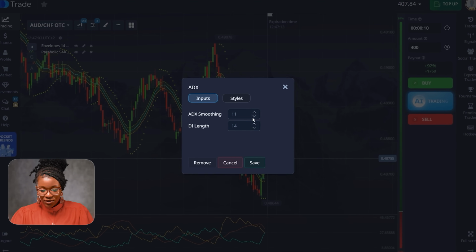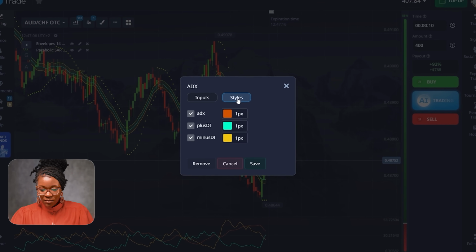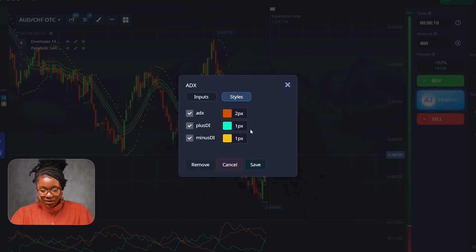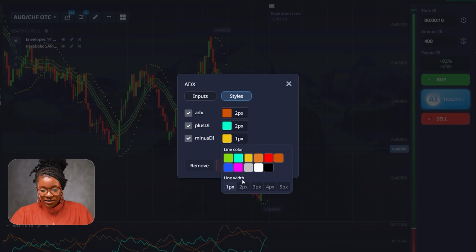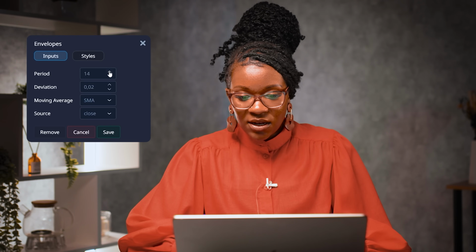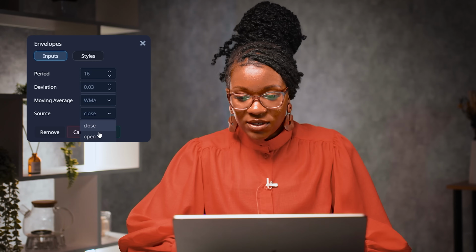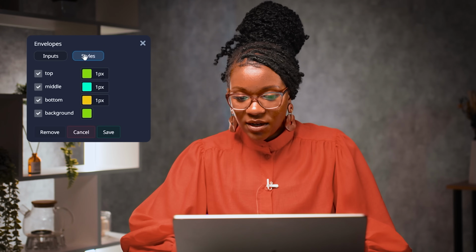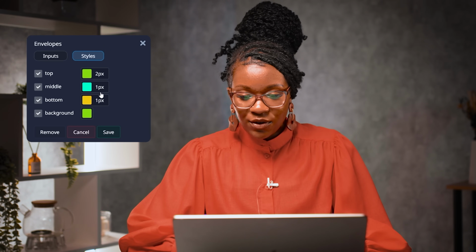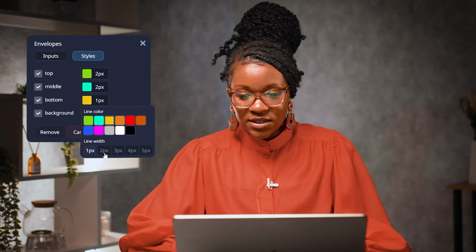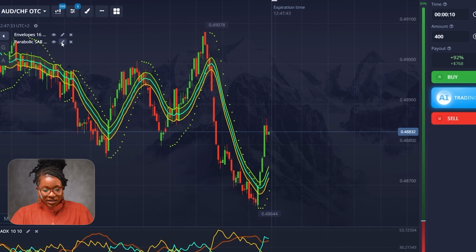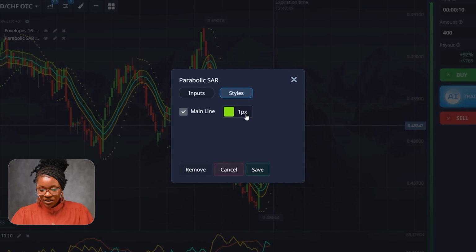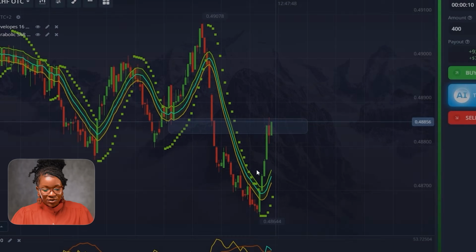Here we will set the value to 10. In the styles tab, we'll increase the thickness of the lines a bit so that we can see clearly. The next indicator is envelopes. Here we will set it to 16. Next we will set it to 0.003. Here we'll set it to WMA. Here we'll leave it open, increase the line thickness, and save. The next indicator is parabolic. Here we increase the thickness of the lines and save as well.